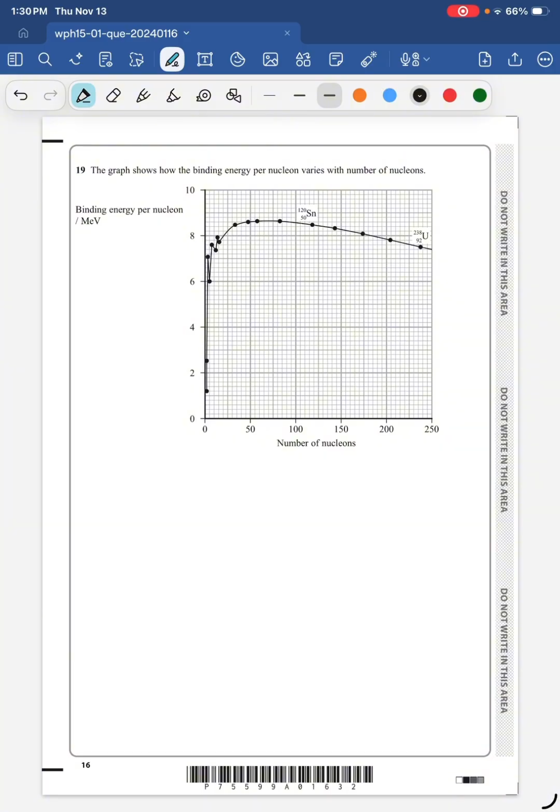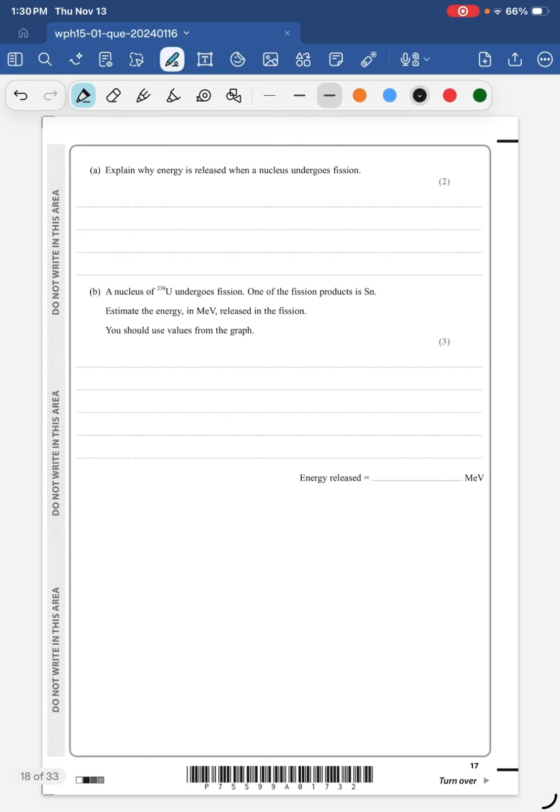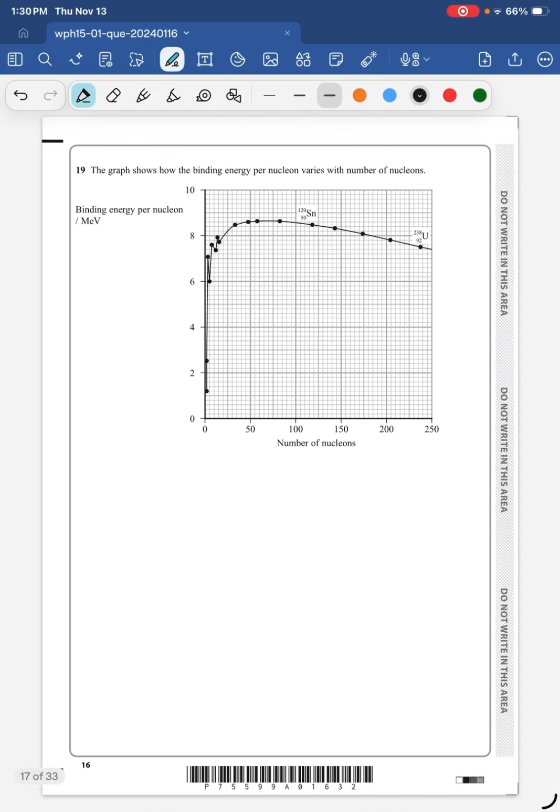The graph shows how the binding energy per nucleon varies with the number of nucleons. Explain why energy is released when a nucleus undergoes fission. Fission is when you have a heavy nucleus, such as the one they give us here, and it splits into two lighter nuclei. For example, it can split into this and something else. You see that the daughter nuclei, as they are called, have a higher binding energy per nucleon than the parent nucleus. Therefore, energy is released in this process, okay?